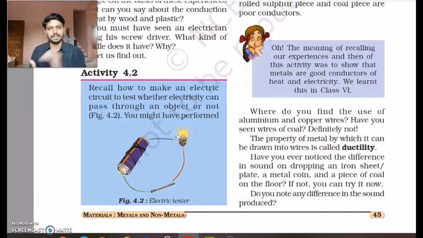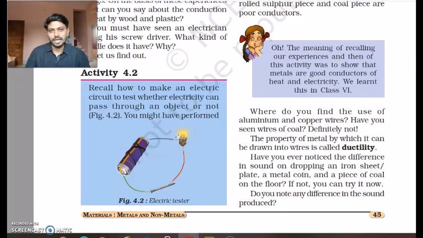Let us revise all the properties of metals. Metals are lustrous, they have a shiny surface. Another thing is they are malleable, meaning they can be converted into thin sheets. Another property is metals are good conductors of heat. Another property is metals are good conductors of electricity. So these are the properties that we have covered so far.